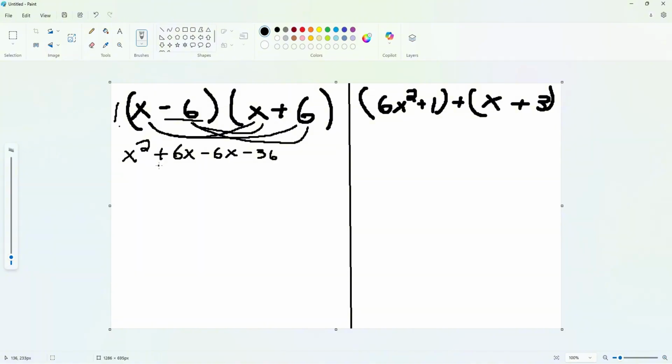Alright, now let's add our like terms here. Now these are opposites of one another, so they'll cancel each other out, and we'll be left with x squared minus 36. Now let's move on to something harder.